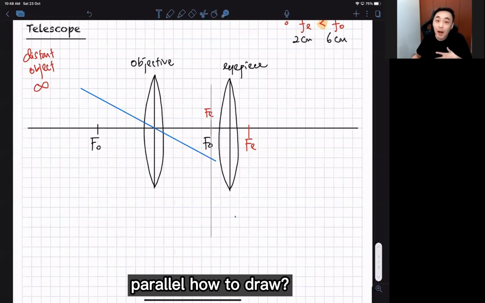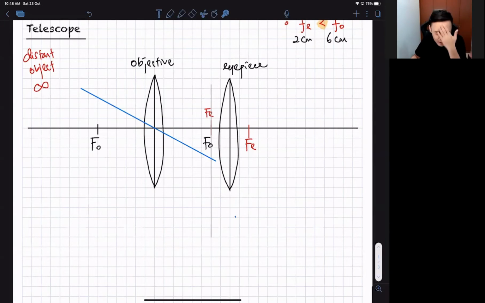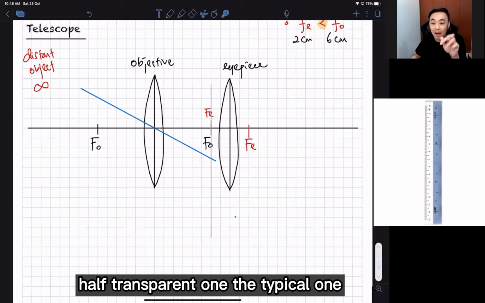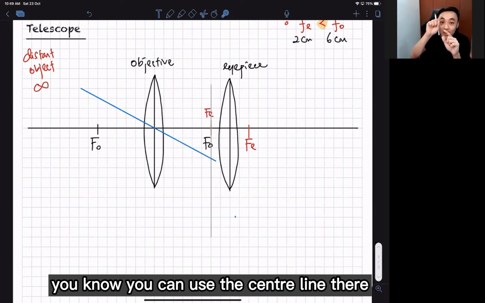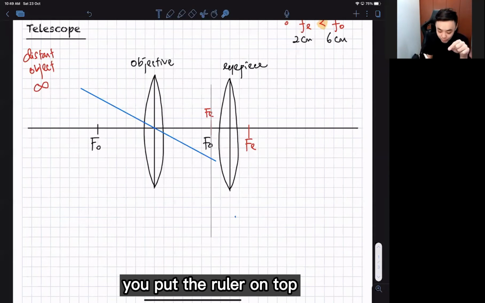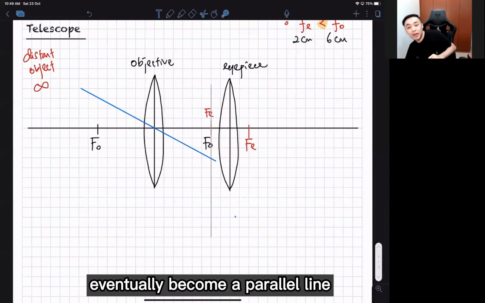Now, parallel, how to draw? I suppose you all have the plastic ruler, the half-transparent one, the typical one, the 50 cents you can buy. You can use the center line there. You put your ruler on top, then whatever line you draw will eventually become a parallel line.